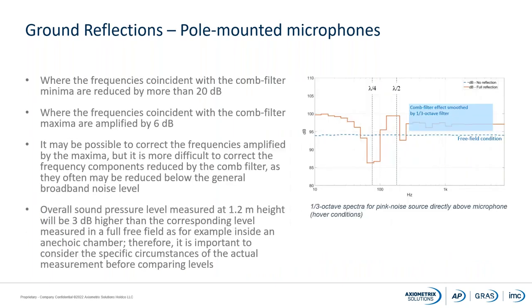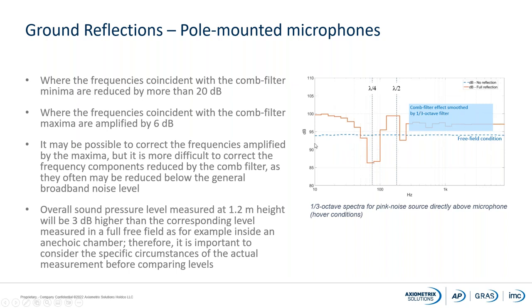So what does that actually mean? It means that if you have a frequency where you're interested in a tonal content, you can have some situations where it is coincident with the comb filter minima that will reduce the signal by 20 dB. And you can also have some frequencies where it's amplifying the measured data by 6 dB. So dependent on the frequency, if you're interested in the tonal content, this will give you some challenges, because you don't really know if you're measuring the real signal or a reflected wave.